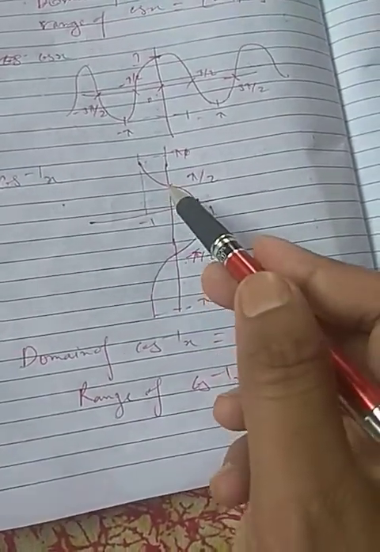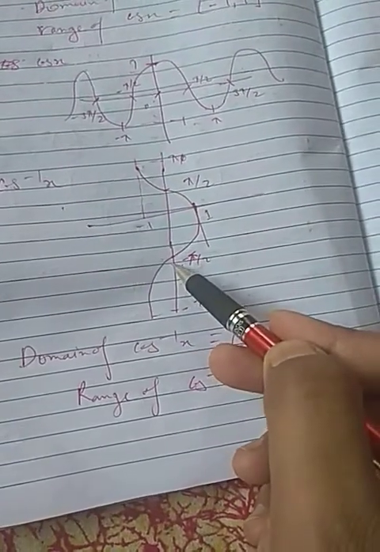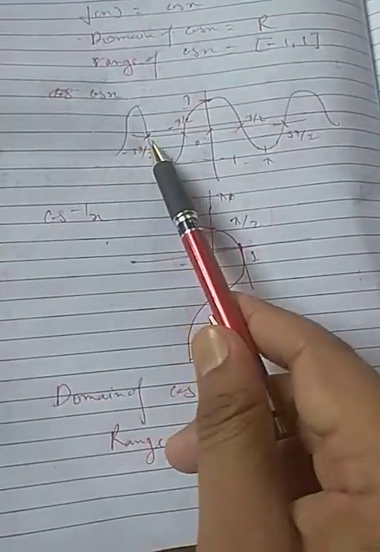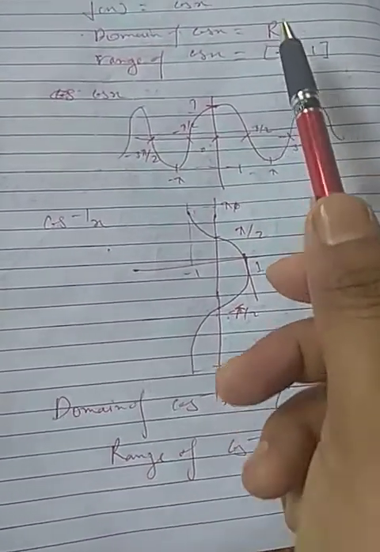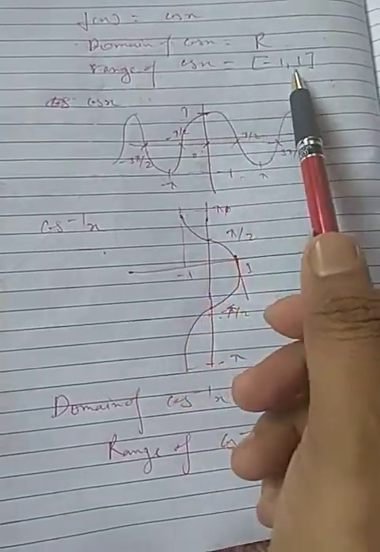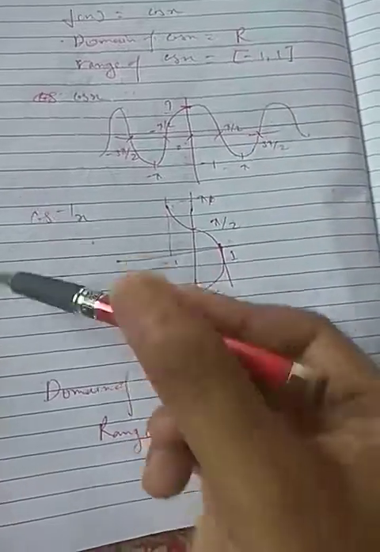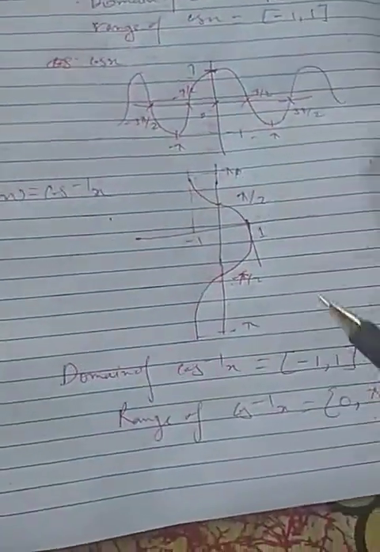The graph will move from pi by 2 to minus pi by 2. It will be like this on the y-axis, and the function cos x has the graph like this, moving on the x-axis. It has domain R and range -1 to 1 when f(x) is cos x, and when f(x) equals cos inverse x, it acts like this.